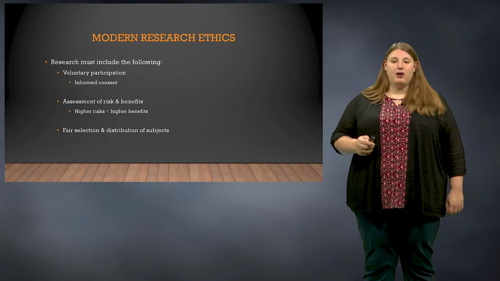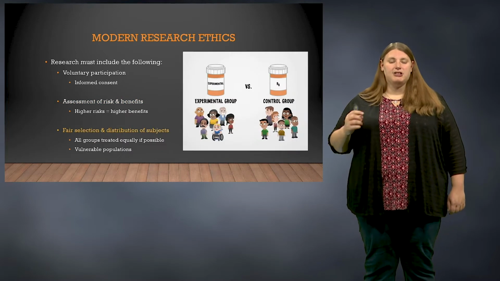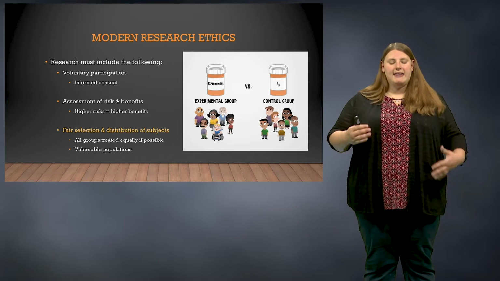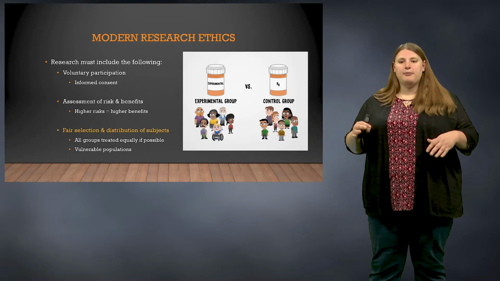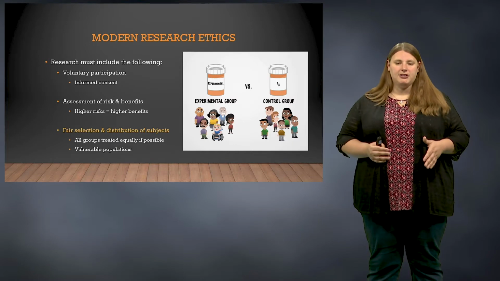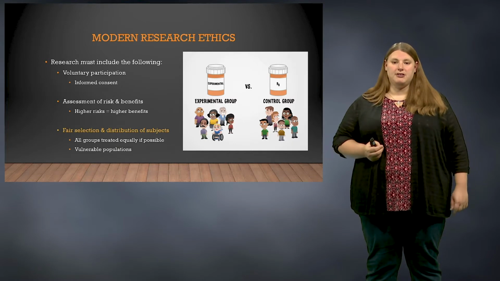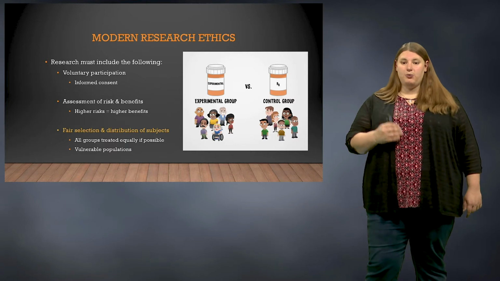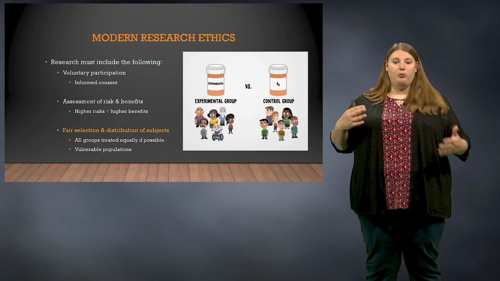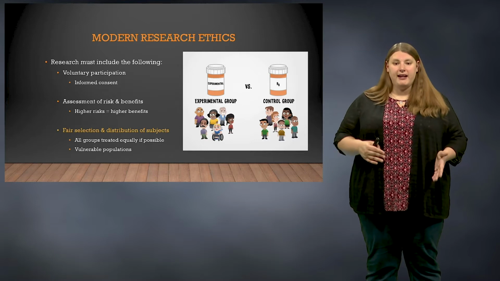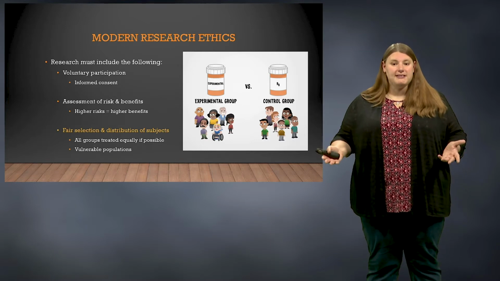Finally, studies must also maintain a fair selection and distribution of subjects. That means that researchers need to consider their study recruitment methods to determine who's being recruited for the research and who's benefiting from the research. Is recruitment localized to one area or one group in particular? Is recruitment focused on one particular minority or disadvantaged population? Is there a reason for that?